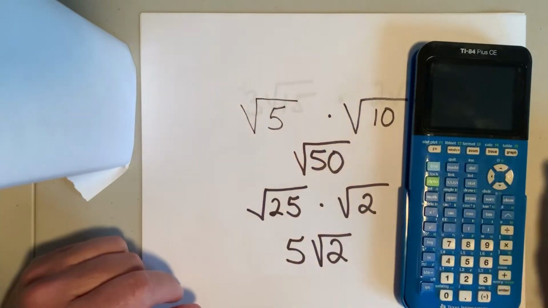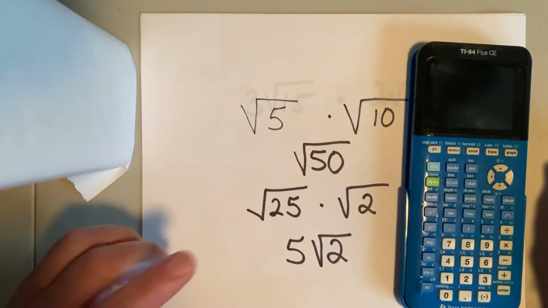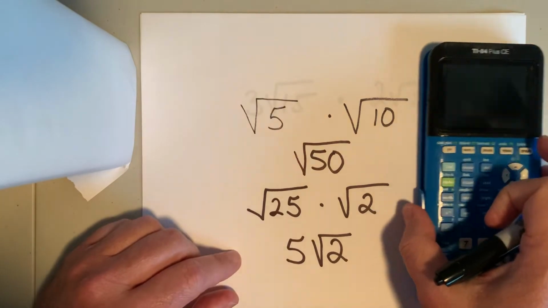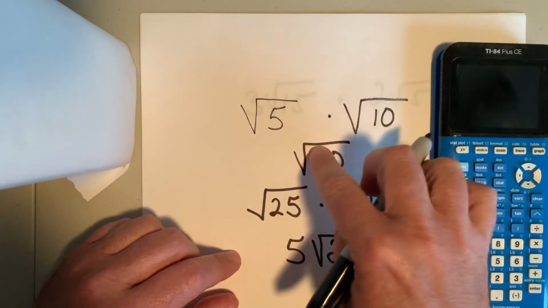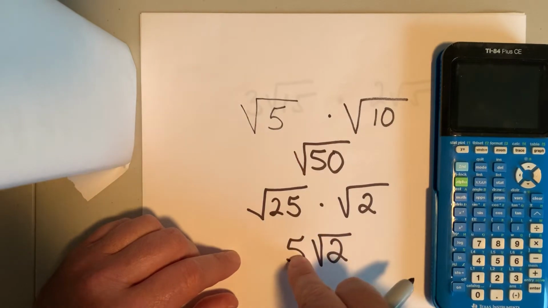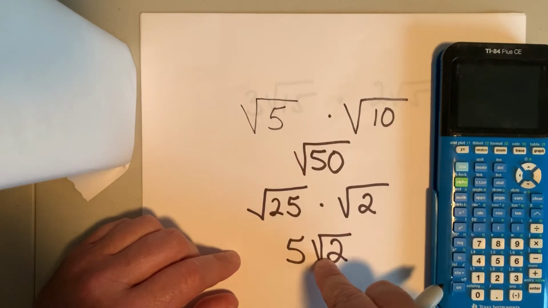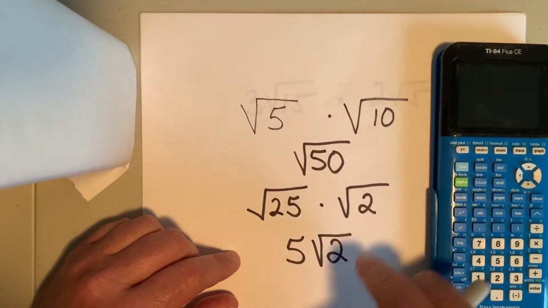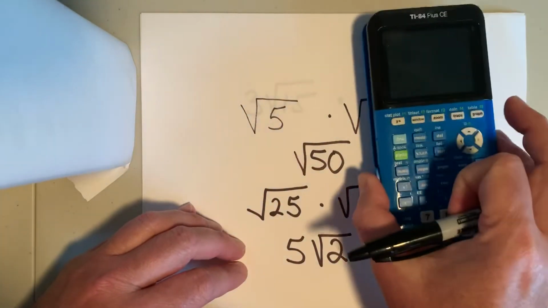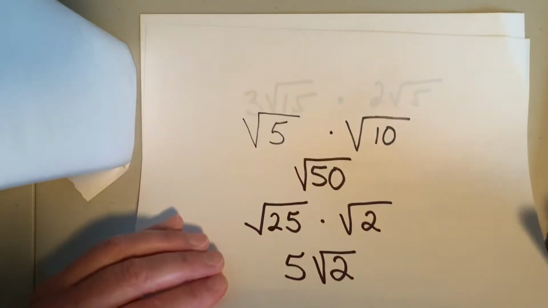One thing you can do is take this and check it. I encourage you, if you have a calculator, to check it. Not do it, but check it. You take radical 50, put it in your calculator, you'll get an answer. Take 5 radical 2, put that in your calculator, and you'll get the same answer. So there's some encouragement for you to use your calculator for checking.